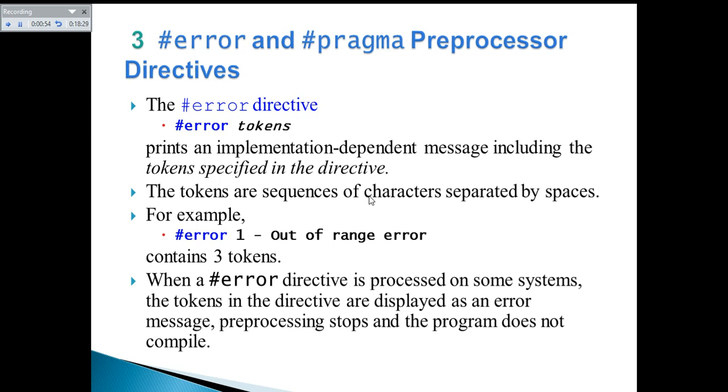Let's read once again the #error directive. The #error followed by tokens prints an implementation-dependent message including the tokens specified in the directive. So whatever tokens are defined for this, they will be displayed. The tokens are a sequence of characters separated by spaces. For example, #error 1, it is out of range error, contains three tokens. Whenever the #error directive is processed on some systems, the tokens in the directive are displayed as an error message. So the tokens are basically used for displaying the error messages whenever an error directive is processed.